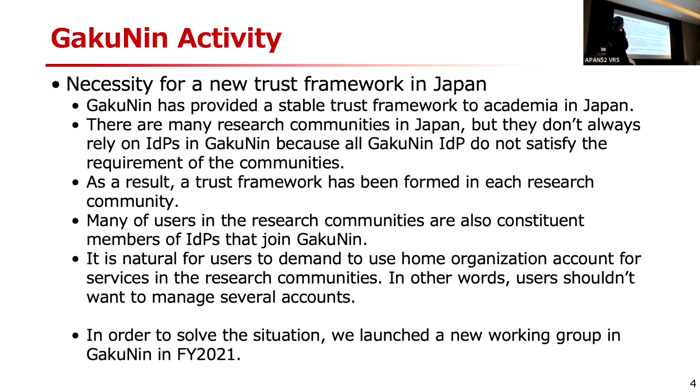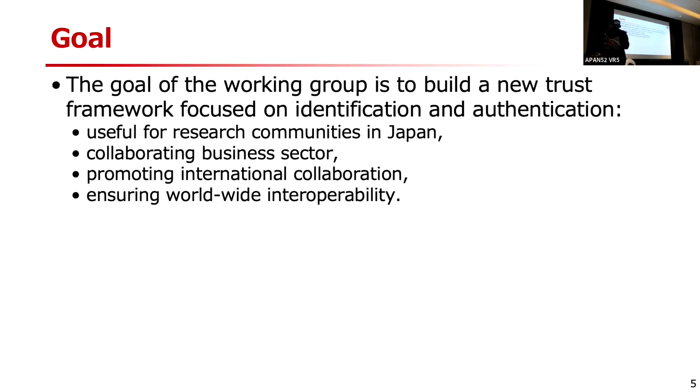So in order to solve the situation, we launched a new working group in Gakunin in fiscal year 2021. The goal of the working group is to build a new trust framework focused on identification and authentication. A new trust framework should be used for research communities in Japan, as mentioned in the previous slide. Also, this new trust framework enables collaboration with the business sector. It can also promote international collaboration. And finally, it can ensure worldwide interoperability.